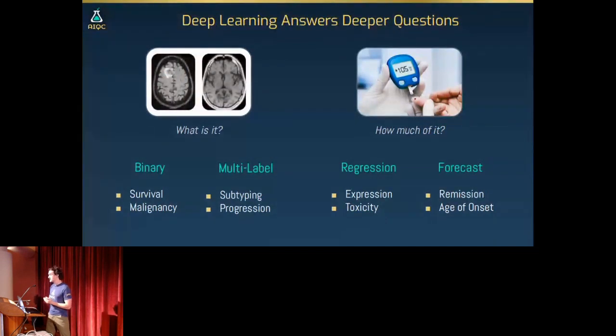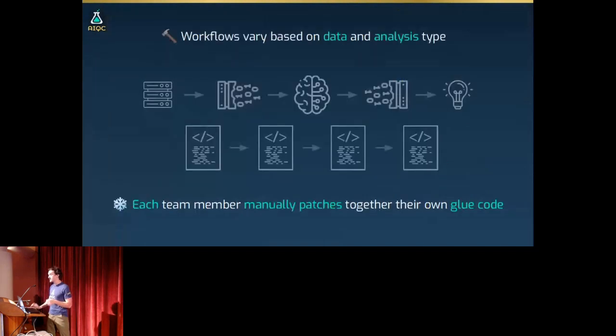You can use multimodal data. You can forecast the future. You can do multi-label analysis. However, the problem is whenever you change the type of data that you're working with, tabular, image, sequence, the entire workflow has to be essentially rewritten from scratch.